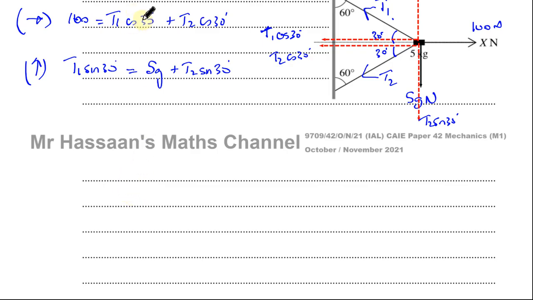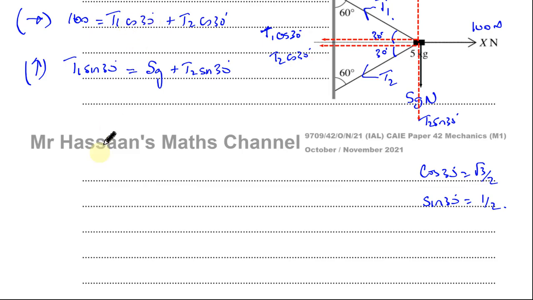I know that cosine 30 is root 3 over 2. I'll keep things in exact form for now. And I know that the sine of 30 is equal to a half. If you don't remember that, you can use your calculator to find that. But we should know those exact values by now.